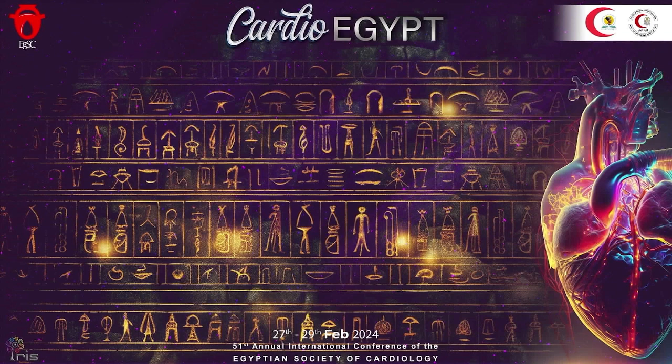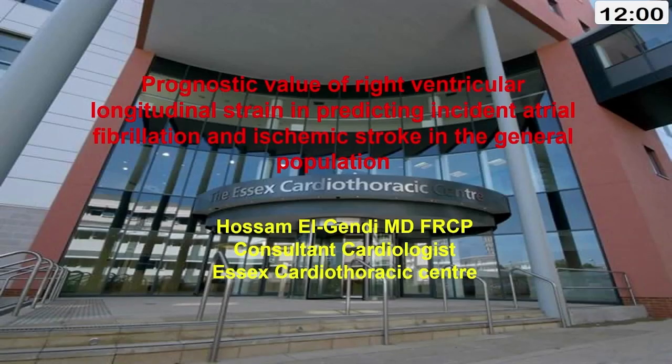Thank you very much. My name is Hassam Gindi. I'm a cardiology consultant at the Essex Center in North London. My special interest is device implant and echocardiography. So I'm going to talk to you today about prognostic values of right ventricular longitudinal strain pattern and predicting incidental atrial fibrillation and ischemic stroke in the general population. I'm sorry for the very long title, but it was what I was asked to talk about, so it's not much.